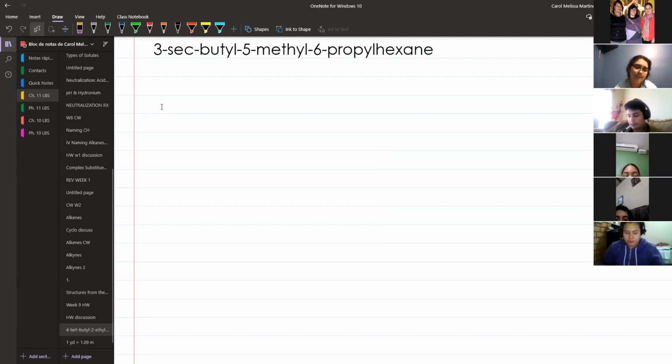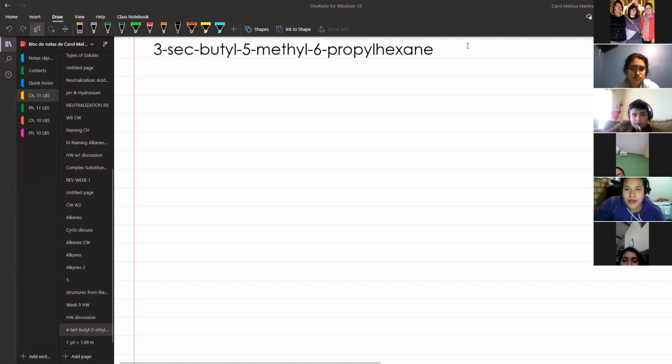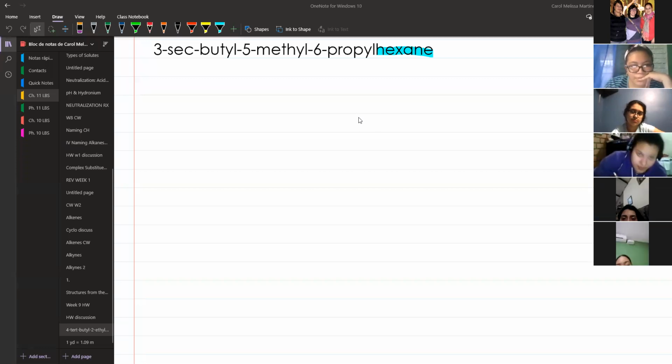3-sec-butyl-5-methyl-6-propylhexane. That is not part of the classwork from yesterday, but take a look. We are talking about a parent chain. What is the parent chain in this exercise? Hexane, 6 carbons. Remember that in the case of alkanes, you don't need to write a dash or a position to indicate special bonds because in alkanes, all the bonds are single bonds. So here, the parent chain is indicated as hexane.